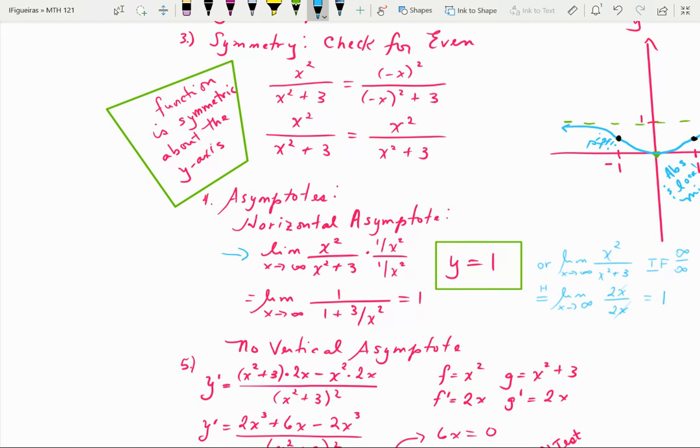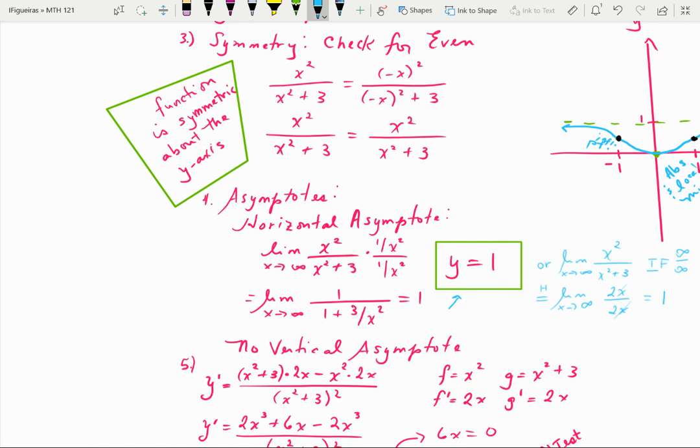So if you consider how to simplify this limit algebraically, the trick is to multiply the top and the bottom of the rational function by the reciprocal of the term in the denominator with the highest exponent. So I'm going to multiply top and bottom by 1 over x squared. And when you simplify, you get 1 over 1 plus 3 over x squared. And as x approaches infinity, 3 over x squared goes to 0. So your horizontal asymptote is the line y equals 1.